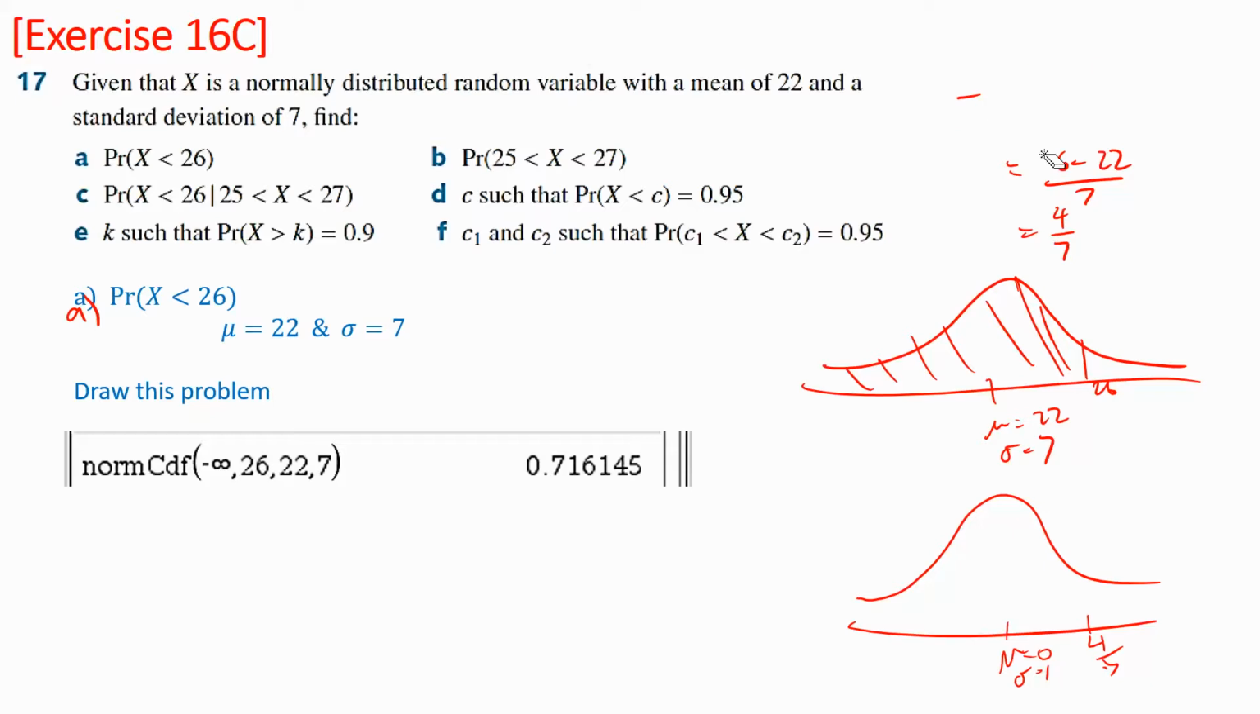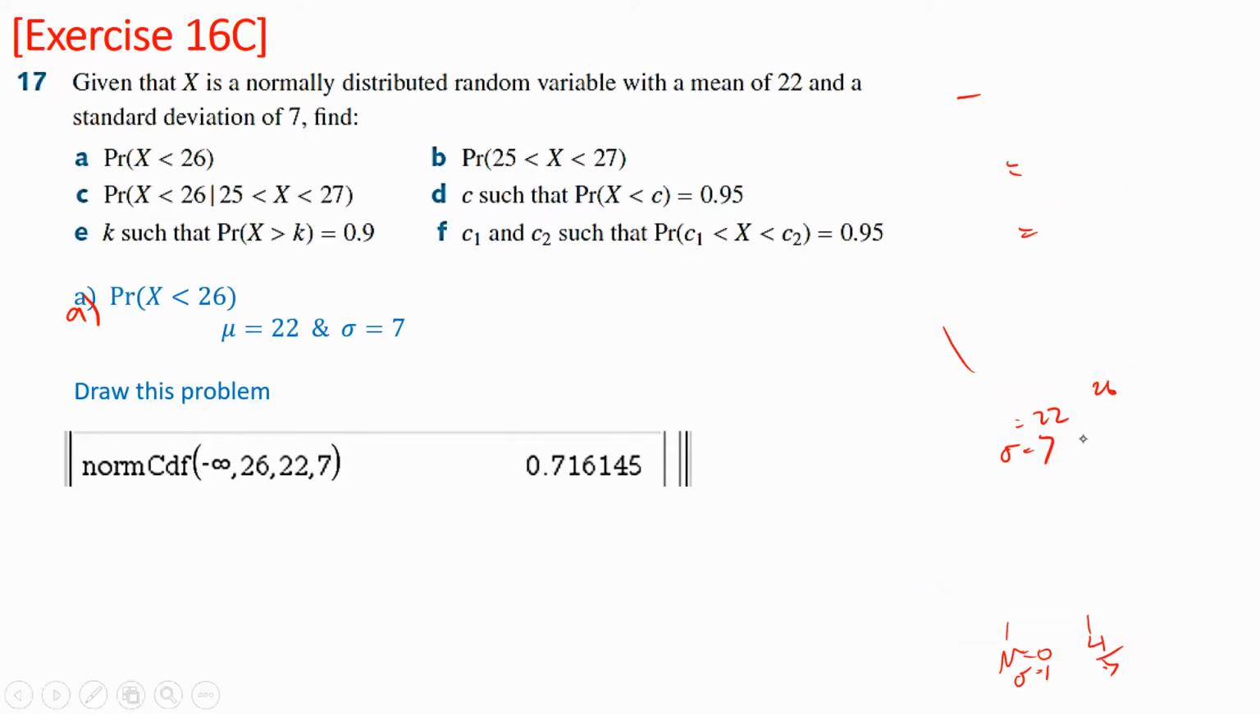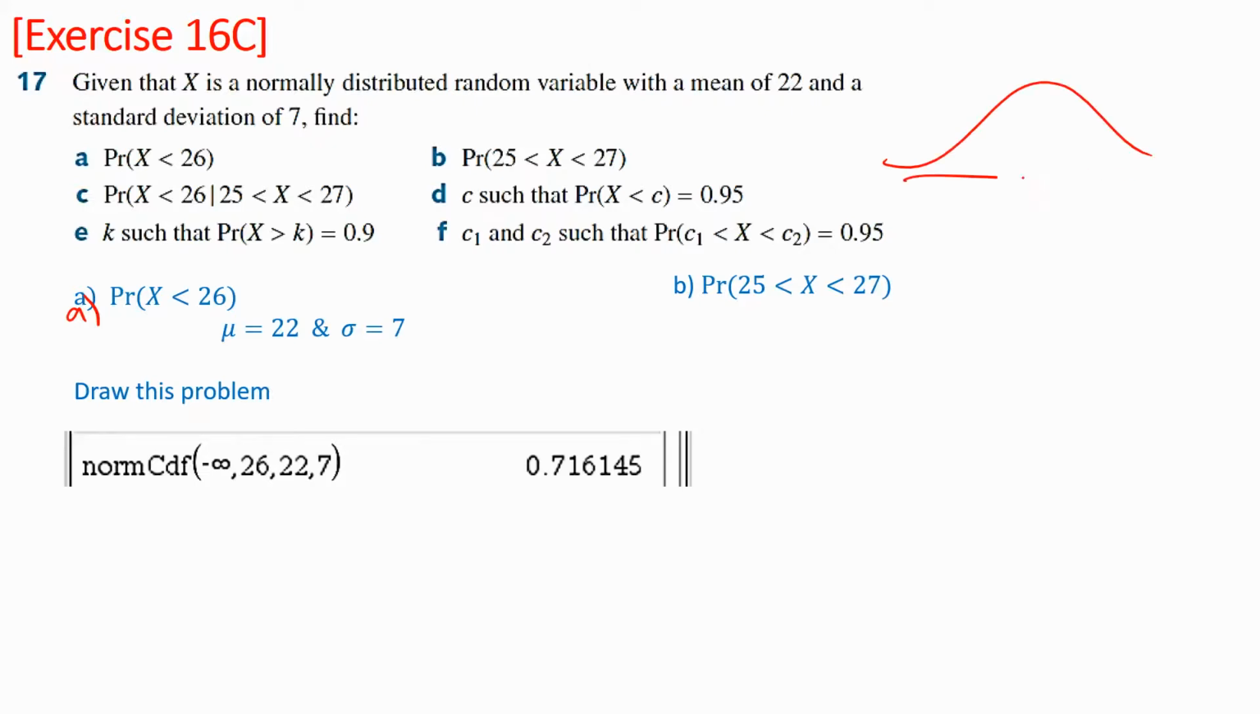Same theory, same thinking. Think about the values, the 3 properties that you have. You're trying to find the probability of x is between 25 and 27. Picture it. Draw it if you need to. Mean was 22, standard deviation 7. So you know 25 should be somewhere here, 25 to 27. You're trying to find that area there. So how do you do that?